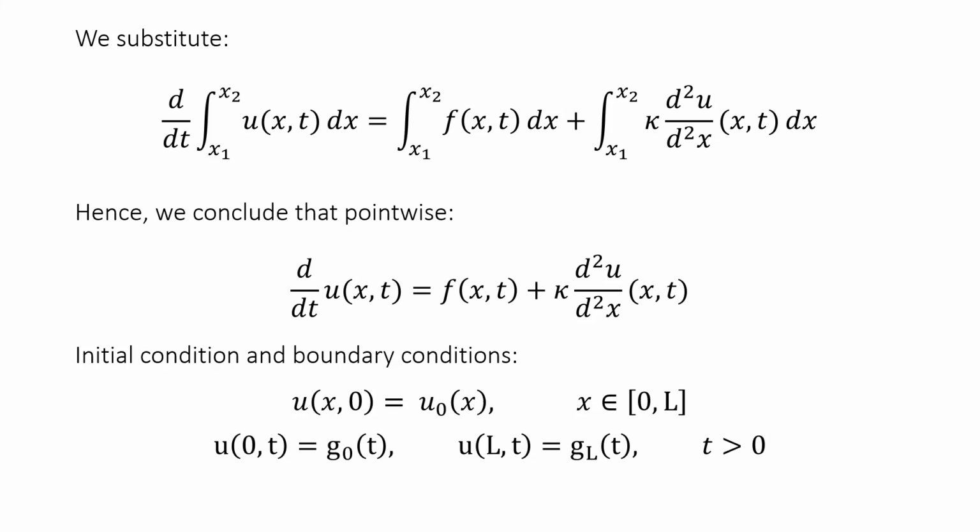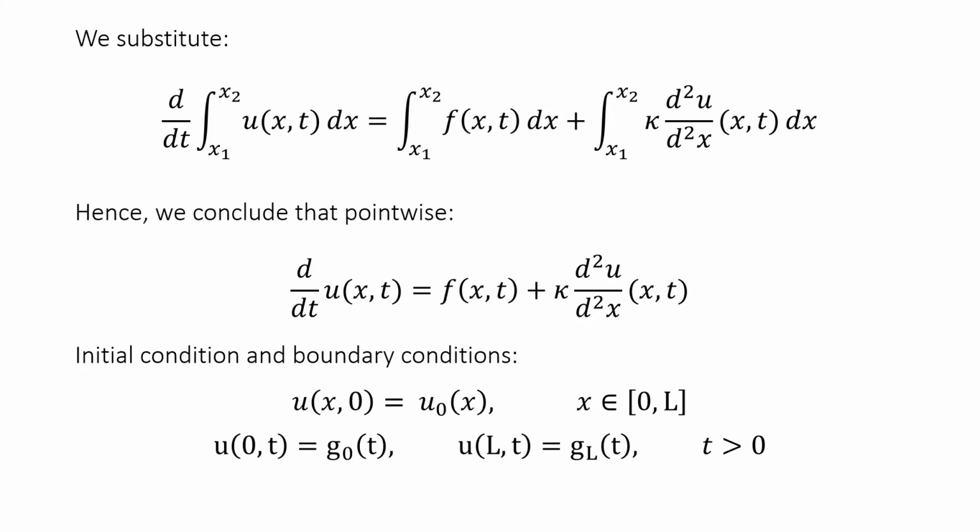Now, with that observation out of the way, we can finally derive the heat equation in the one-dimensional setting. Again, we substitute. We take a look at the time derivative of the integral from x1 to x2 of u(x,t) dx. And we already know that equals, on the one hand, the integral from x1 to x2 of f(x,t) dx. And now, with that substitution, we also see that additionally we got the term plus integral from x1 to x2 of kappa times the second x derivative of u(x,t) dx.